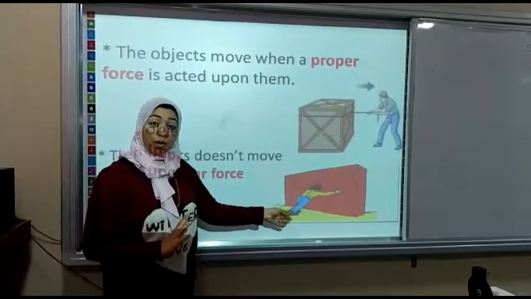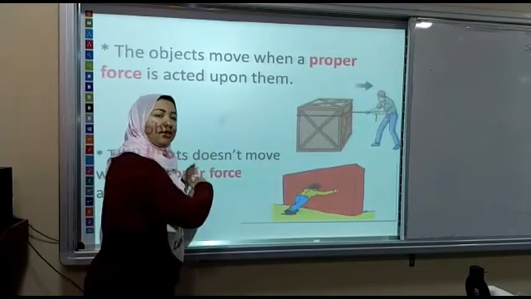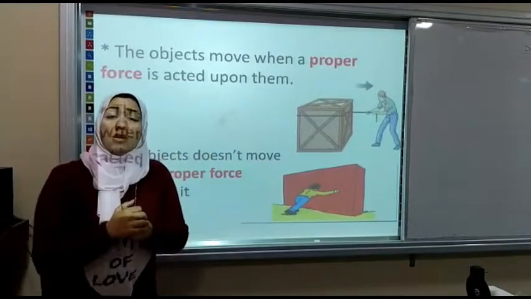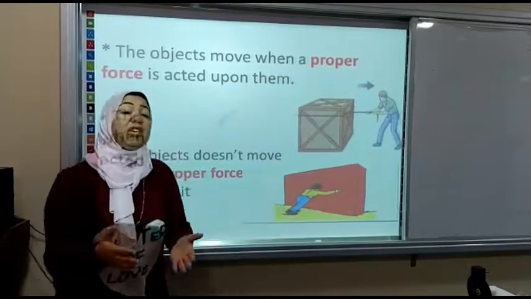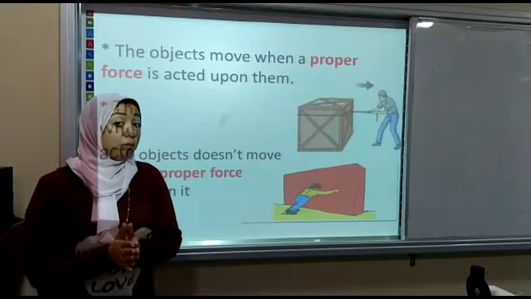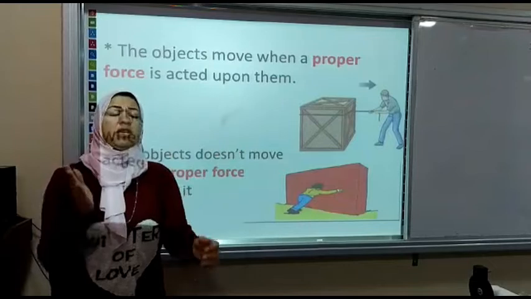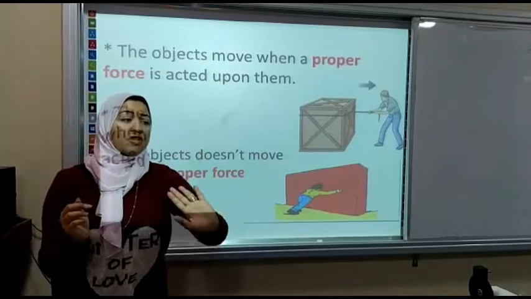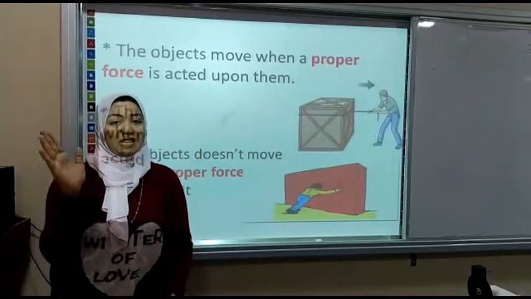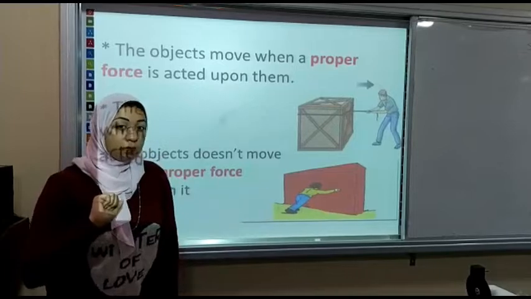And the second picture, he is acting a force on the wall. He tried to push the wall, but the wall will not move. Why? Because the force acted on the wall is called an improper force. So we have two types of forces: proper force and improper force. Proper force means the object is affected by the force and it will be moved. And improper force, the force acted on the object and the object doesn't move.